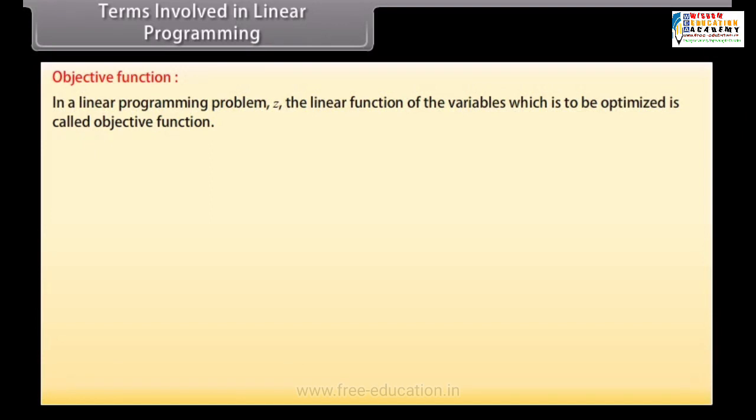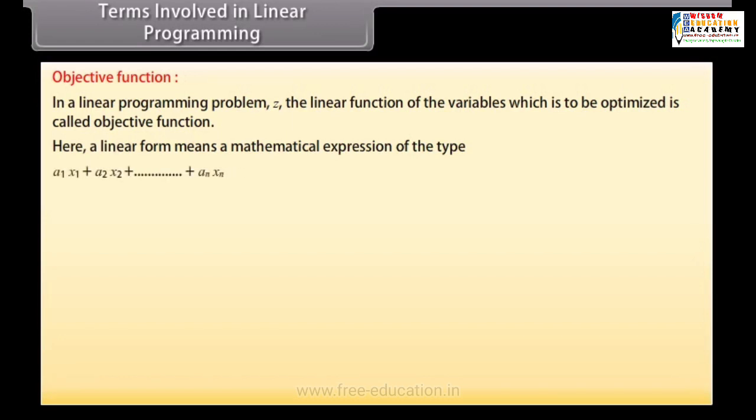Terms involved in linear programming. Objective function. In a linear programming problem, Z, the linear function of the variables which is to be optimized, is called objective function. Here a linear form means a mathematical expression of the type a1x1 + a2x2 + and so on till + anxn, where a1, a2 and so on till an are constants and x1, x2 and so on till xn are variables.